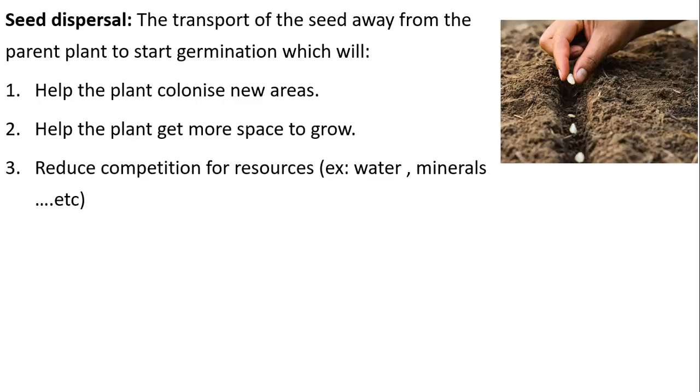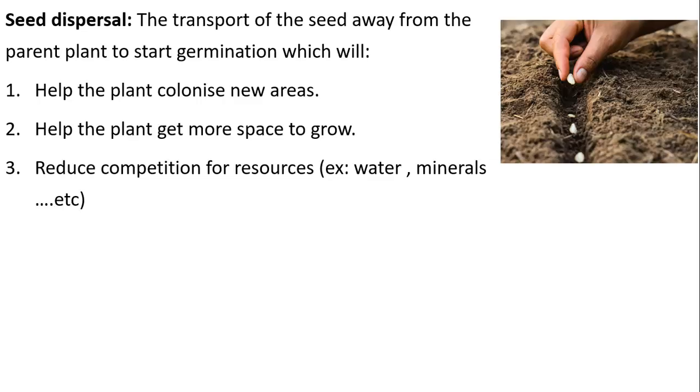you disperse it. So what's seed dispersal? It is the transport of the seed away from the parent plant to start its own germination, to start its own life. So now this seed is the baby of the plant. You want it to become a big individual responsible for itself. So why do we need to do seed dispersal? First, to help the plants colonize new areas, to be present in new areas, and also to help the plant get more space to grow. If it's just growing side by side to its original plant, it will not get enough space for itself.